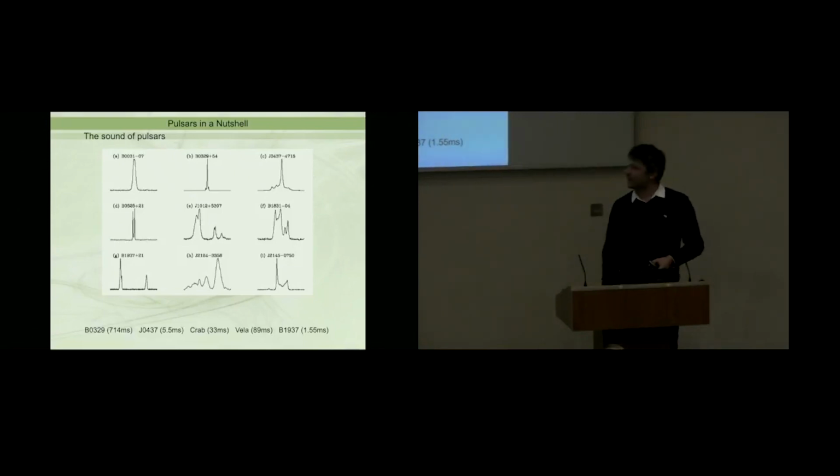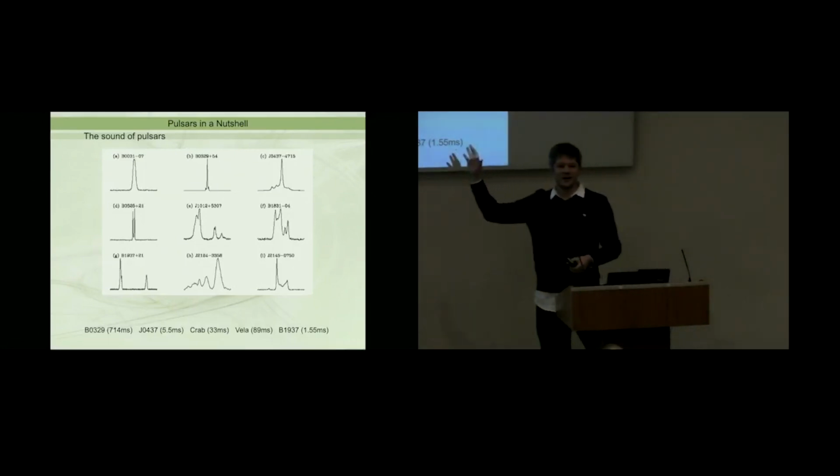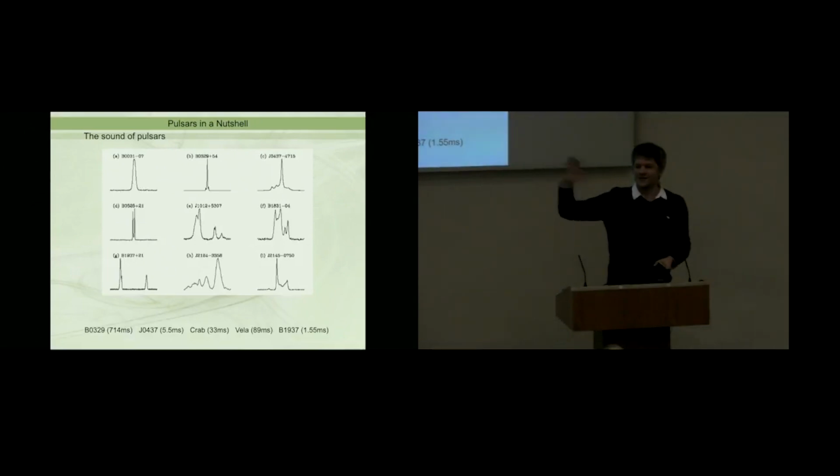Then Vela is a bit slower. I like this one. It feels like if you didn't know it was a pulsar, you could think it's a Western movie, right, with the person on a horse. And then this one, 1937, used to be the fastest known, was discovered in 1981, and it was the fastest known for about 25 years.